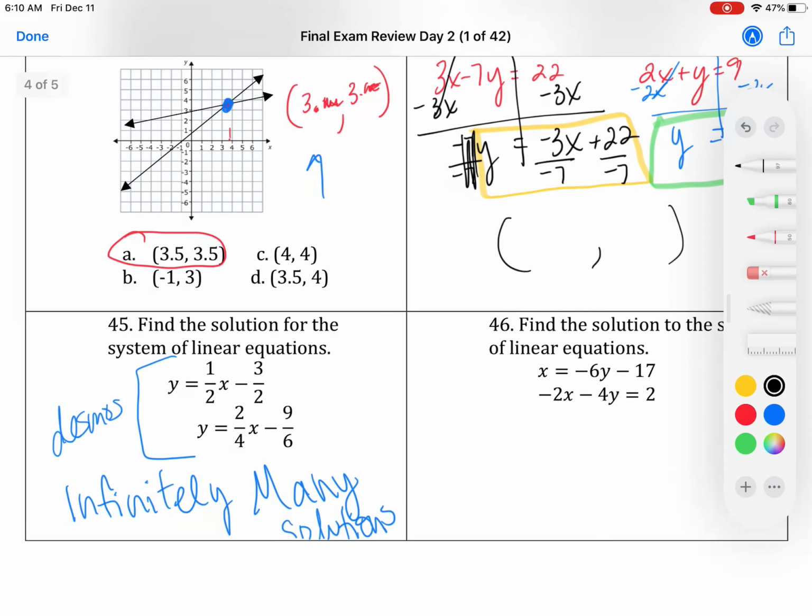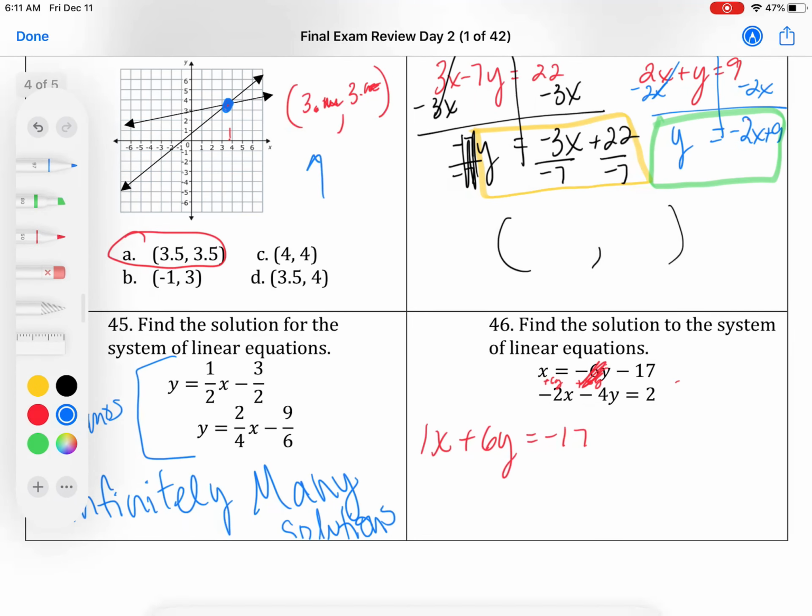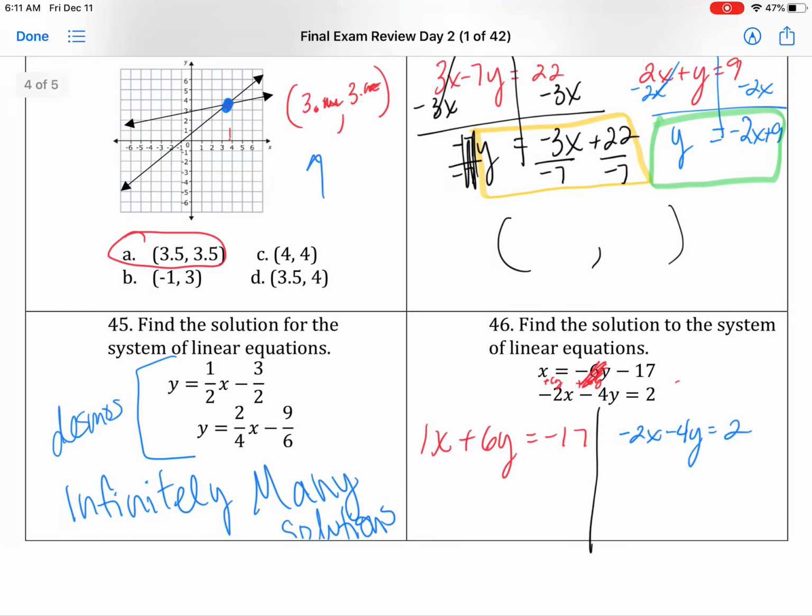Okay. 46, same thing. 46 is not ready yet because there's only an x here. That's not good. So in 46, I need to move the y to the other side. So this is 1x plus 6y, I had to move that y over, equals -17. Then it says -2x minus 4y equals 2. So on your own, solve these both for y and tell me where they cross.